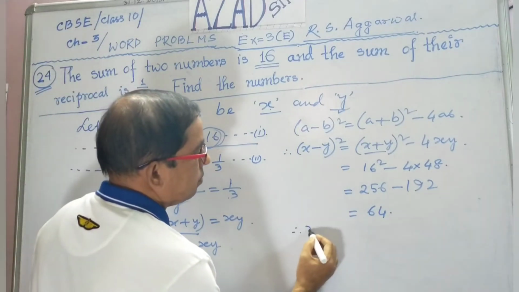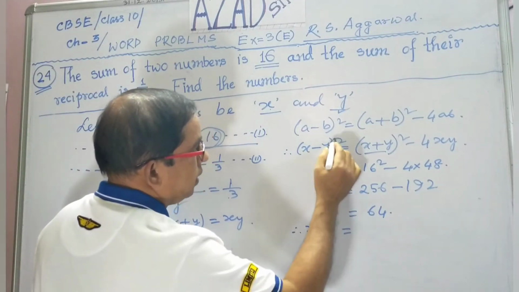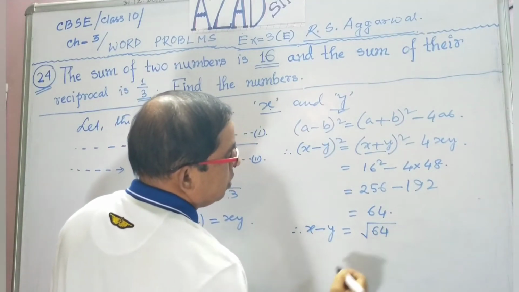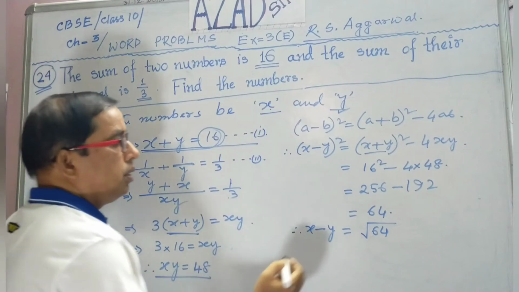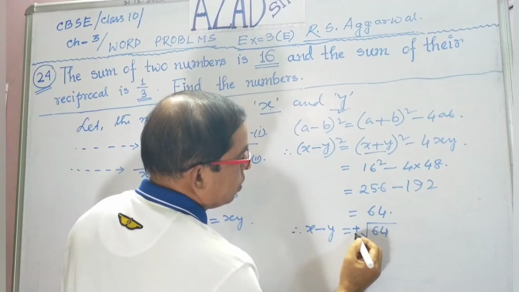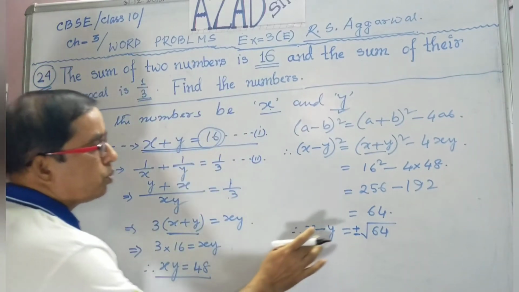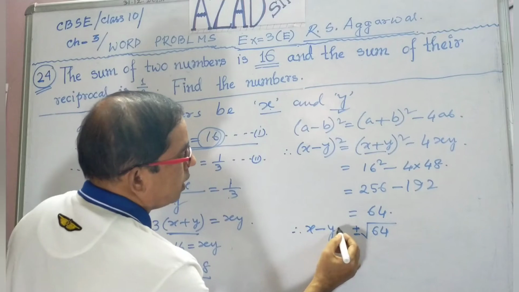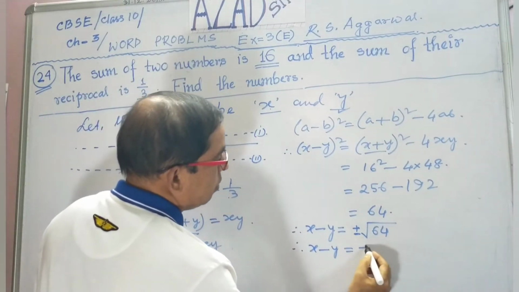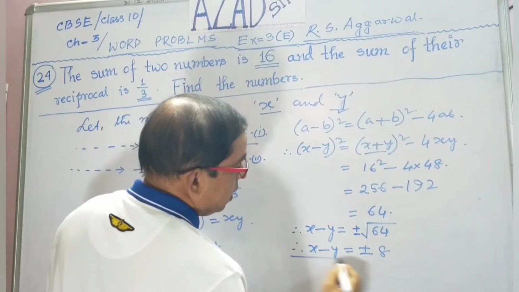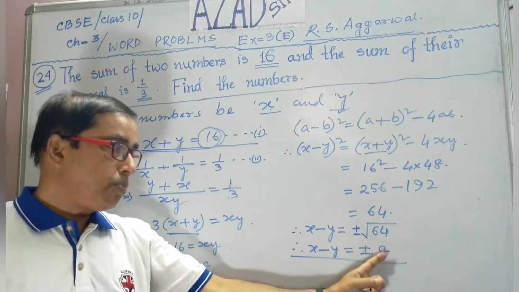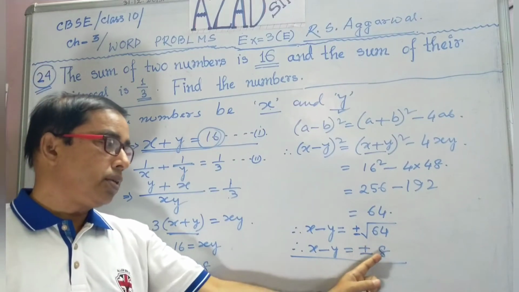Therefore we can write x minus y. If I remove here square, it will go to form square root of 64. Most probably you know that in algebra the square root of any number become positive or negative. So you have to write here plus and minus both. Therefore, what is the value of x minus y? Plus minus 8. That is, x minus y have two values. One is plus 8 and another one is minus 8.